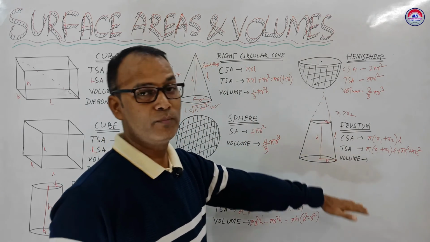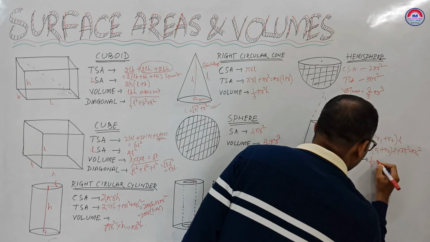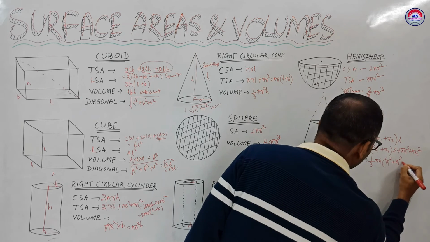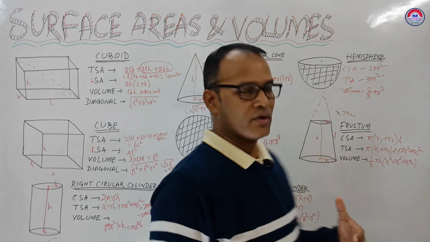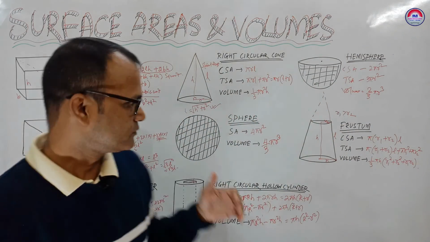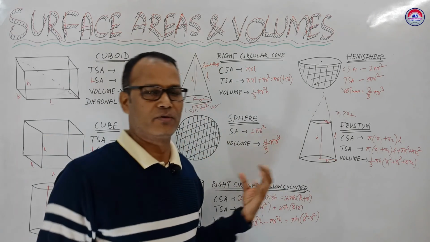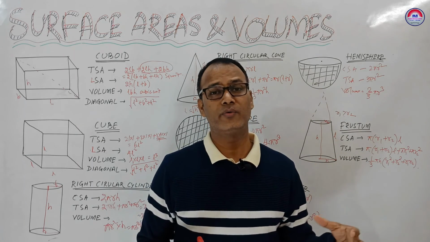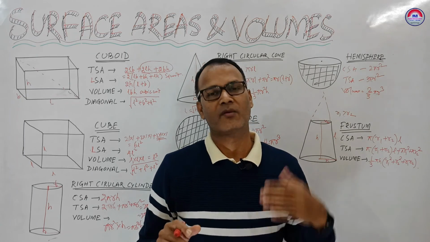Then at last the volume of the frustum. The formula is 1 by 3 pi h into R1 square plus R2 square plus R1 into R2. That is the volume of the frustum. So here we have discussed the formulas and the concept of the chapter surface area and volumes. Using these formulas, we will solve so many questions. In my next video, we will do a lot more questions which are very important for your board exam.